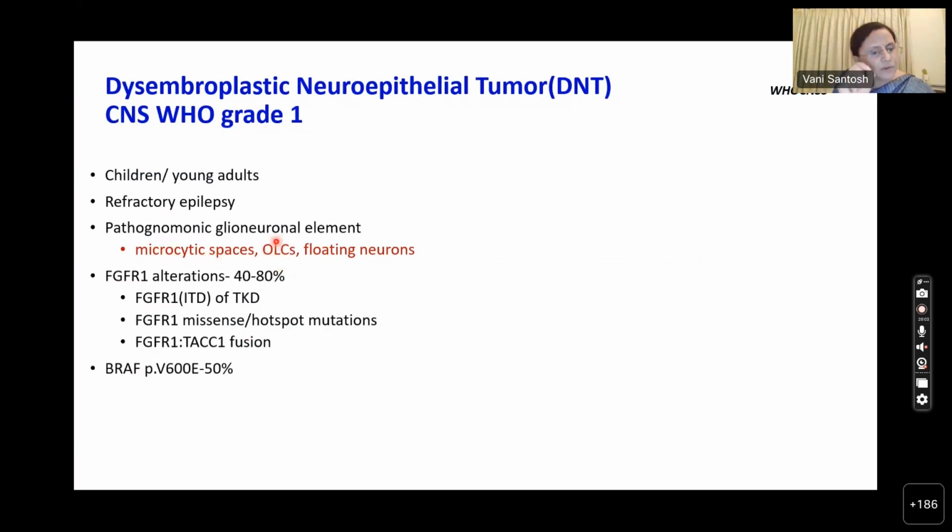You can use OLIG2 too. They will be positive in those OLCs. I didn't show you one stain, but they'll be positive. And floating neurons. Now the characteristic alteration is the FGFR1 alteration, different types of alterations of the FGFR1 gene seen in 40 to 80%, and about 50% also show BRAF V600E mutation in DNETs.